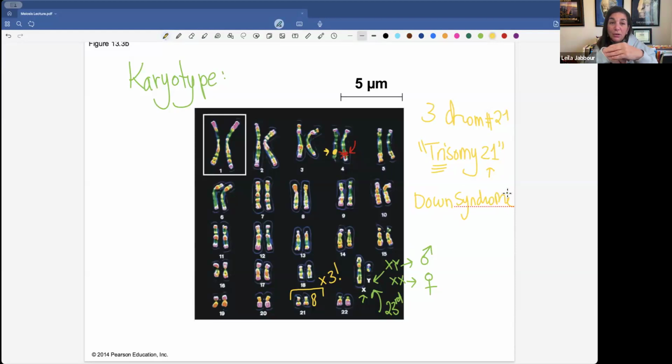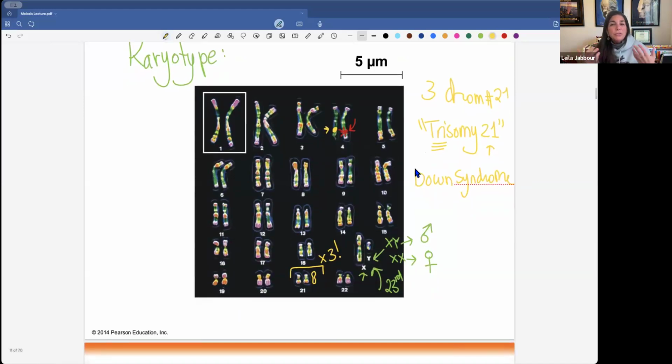They grow, they are born, they grow as young adults, and a lot of them are very independent, but there's some mental retardation, there's some fertility issues. So there's some issues. But I hear they're very happy people. So there are drawbacks, of course, of having an abnormal number of chromosomes.